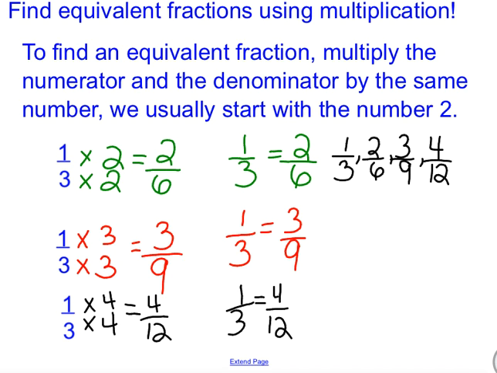All right, so to find an equivalent fraction, multiply the numerator and the denominator by the same number. We usually start with the number 2, then we go to 3. We usually go in order, and we can go on and on and on, right? So this is another way to find or generate an equivalent fraction.